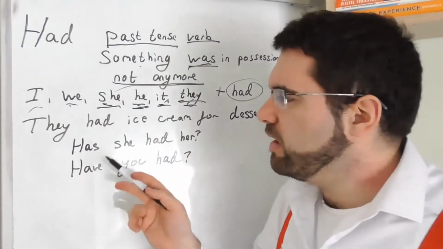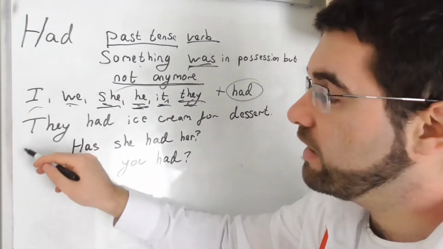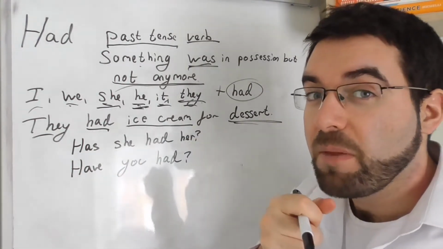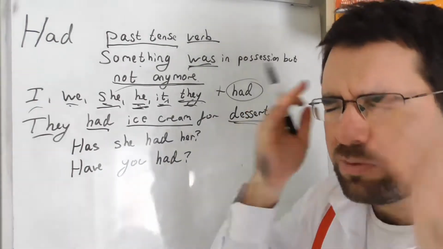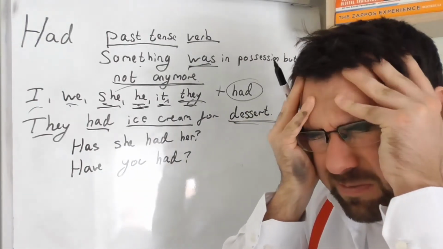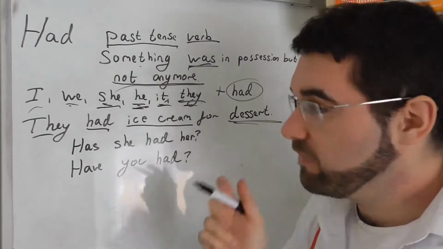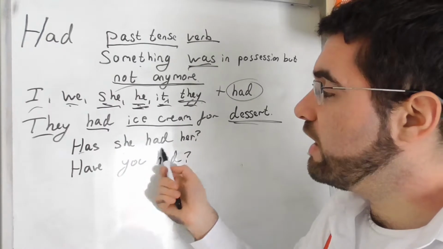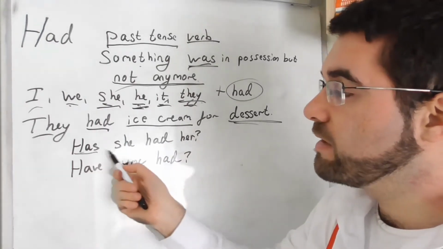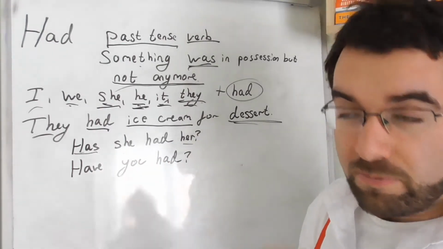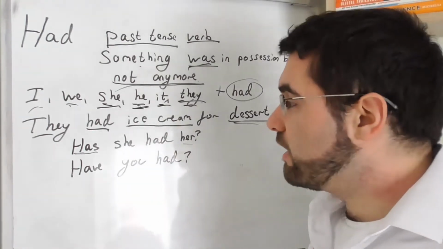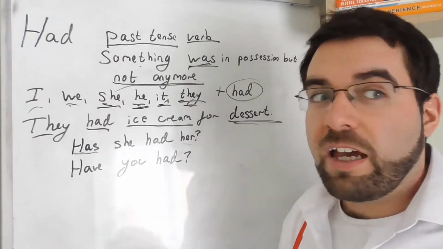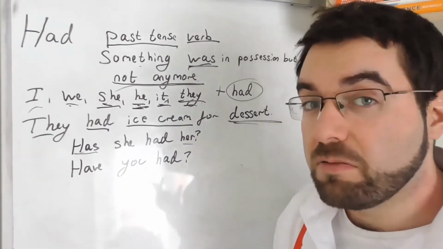Had. But then I could simply say, they had ice cream for dessert. Ice cream. Oh, I had brain freeze. Has, to make questions, has she had? Has she had her homework? Has she had her lesson?